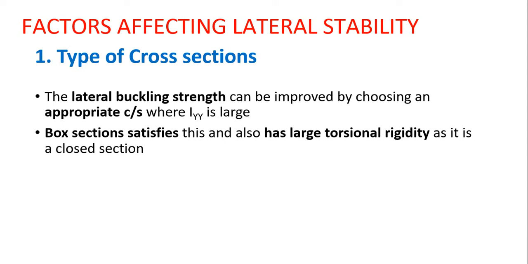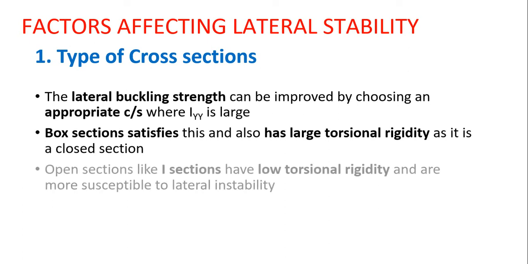If we choose a section which is symmetrical, then it will be economical. The best type of section is a box section, the hollow box section, which has a large torsional rigidity as it is a closed section. See, open sections like I sections have low torsional rigidity and are more susceptible to lateral instability. If you go for a closed section, you'll have large torsional rigidity.